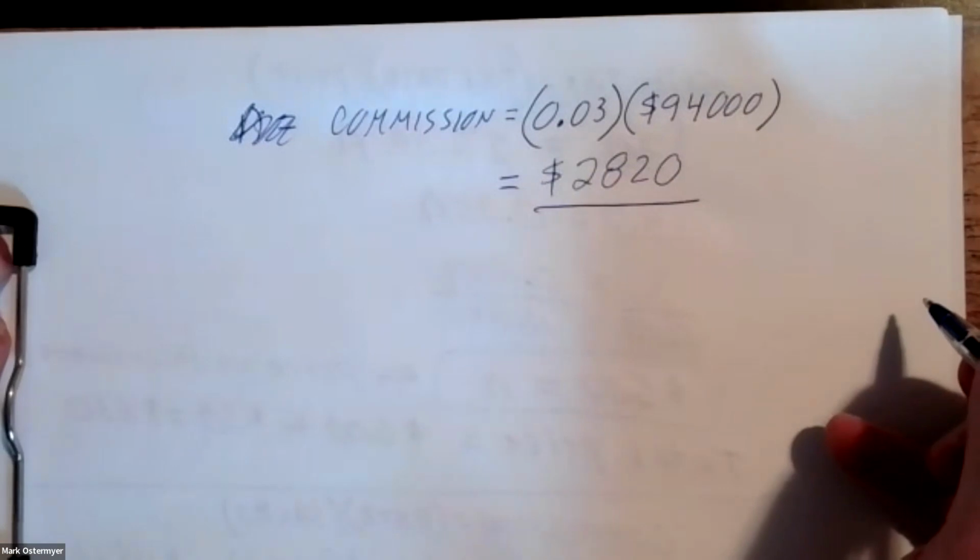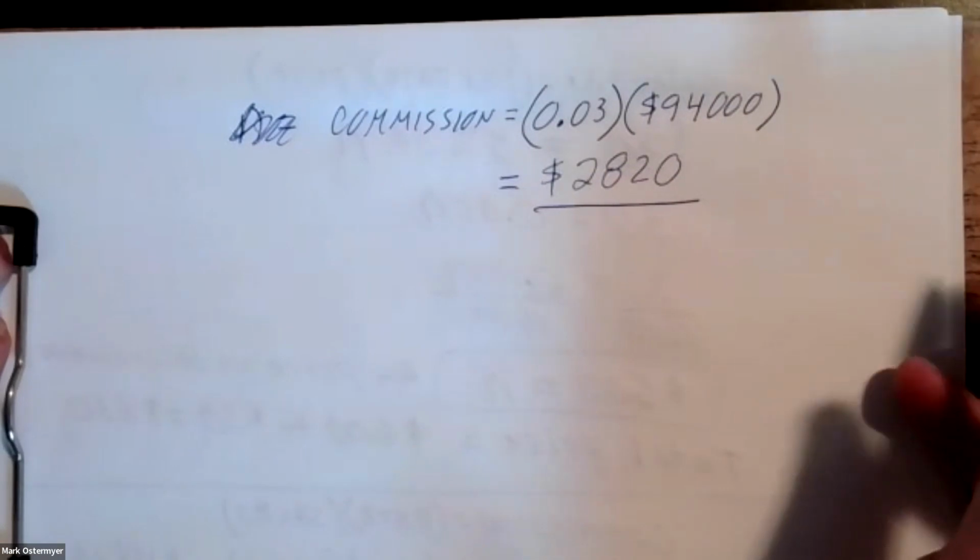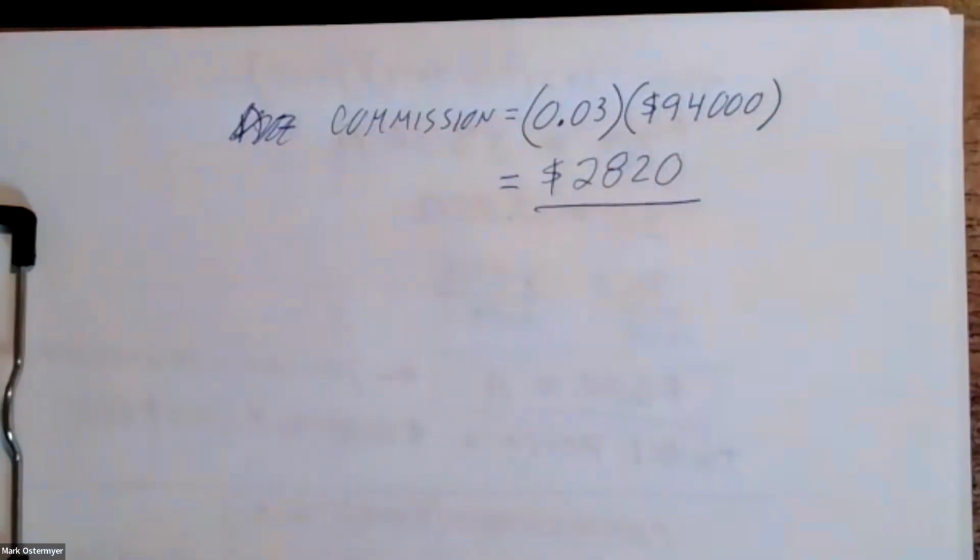2820. I'm getting like $2,800 and what, $20? Yes. Okay, that'd be the commission that was earned for the day there, if that's all she sells in one day. So there you have it, ladies and gentlemen.